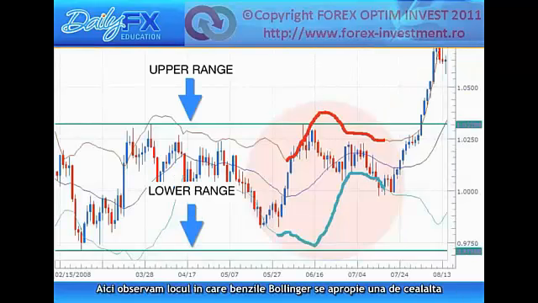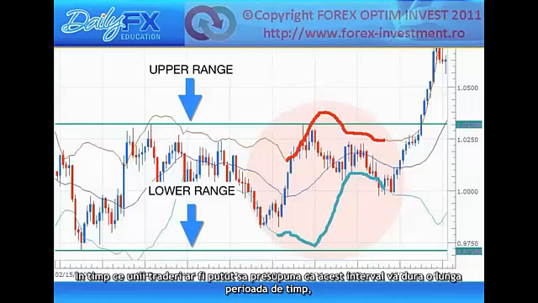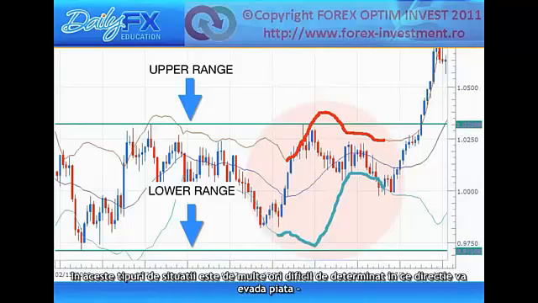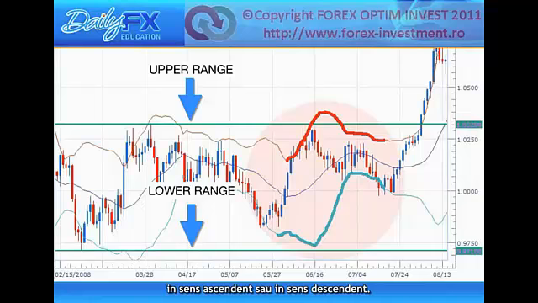Here we see where the Bollinger Bands were moving closer together and the market was in a range. While some traders may have assumed the range would last for a long time, traders noting the situation with Bollinger Bands were well aware of the potential breakout at any time. In these types of situations, it's often not easy to determine which direction the market will break out, to the upside or to the downside.